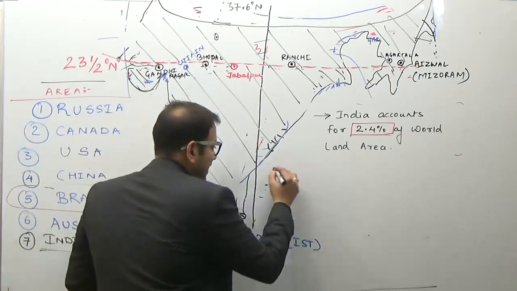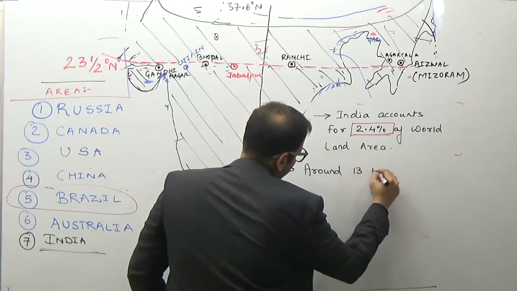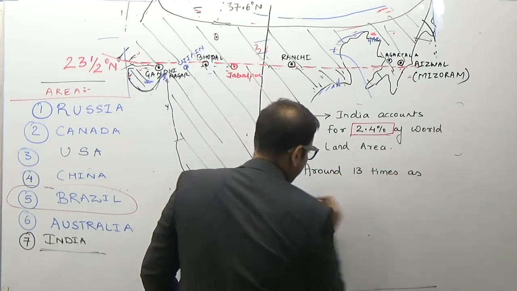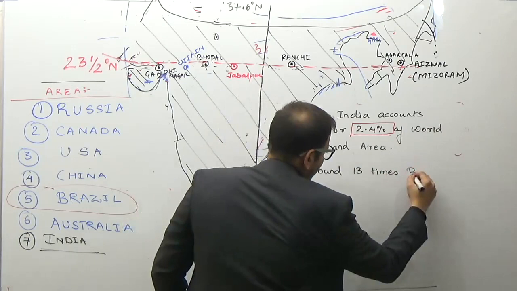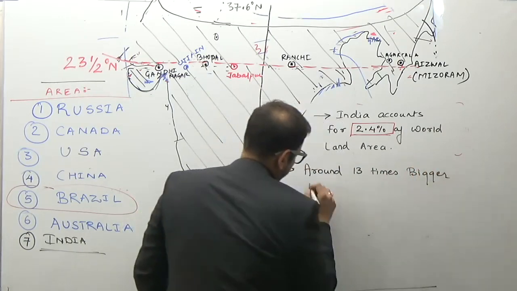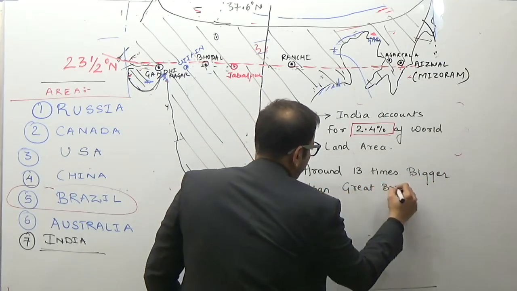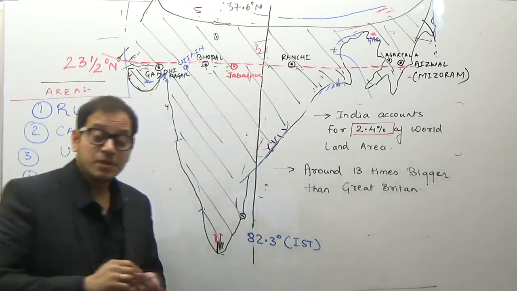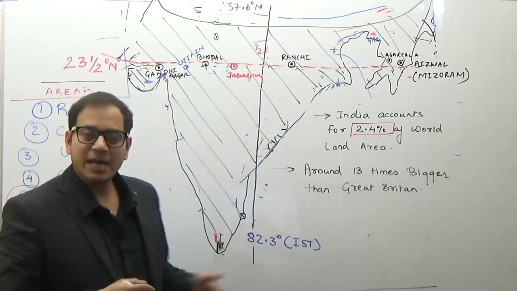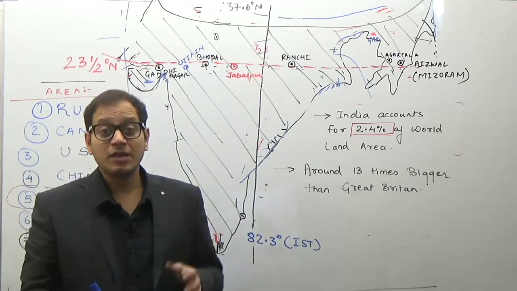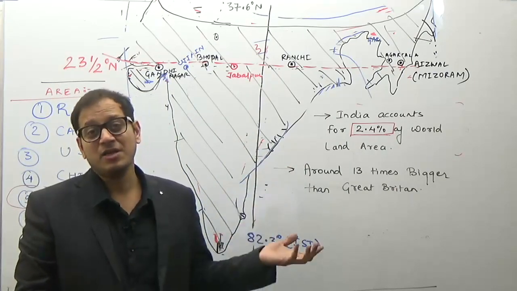Now remember, India is around 13 times bigger than Great Britain. Why only Great Britain am I taking? Because that was our colonial master. So India is 13 times greater than Great Britain. This colonial master, which was 13 times smaller than us, ruled us for so many years.